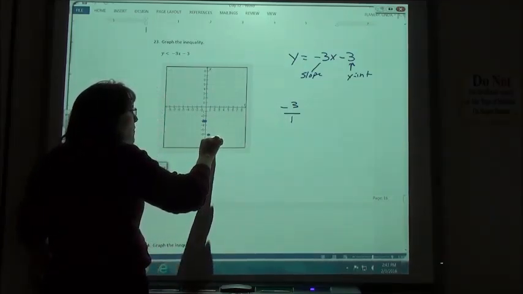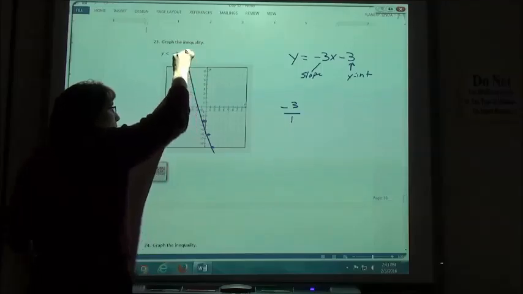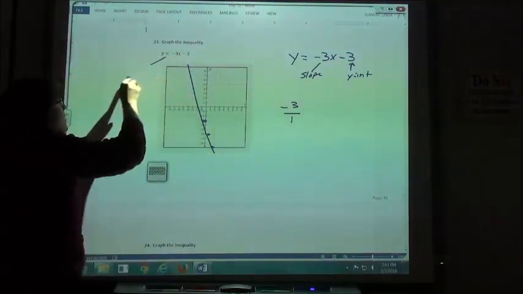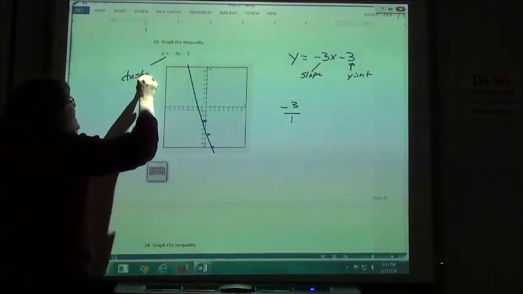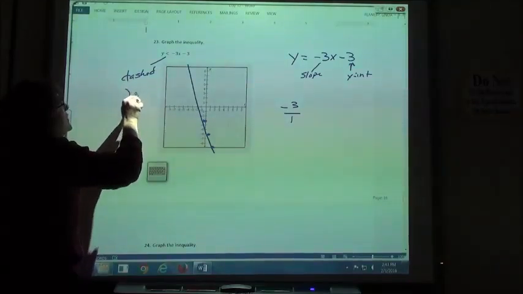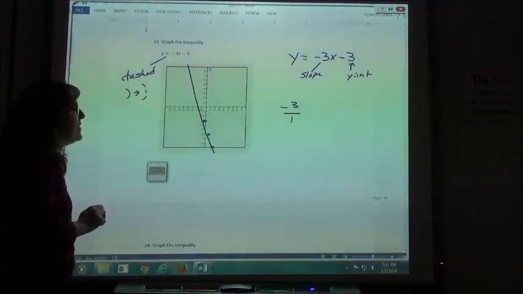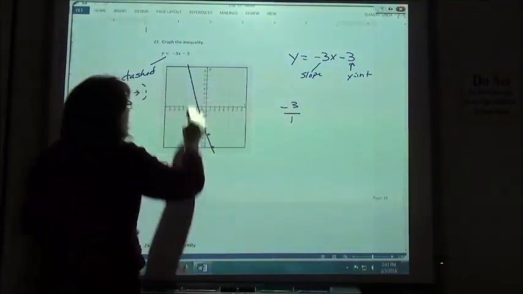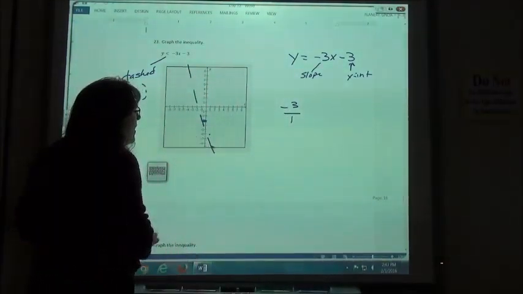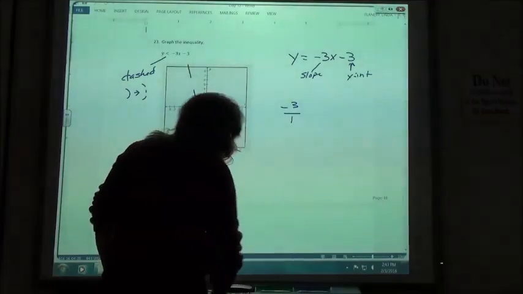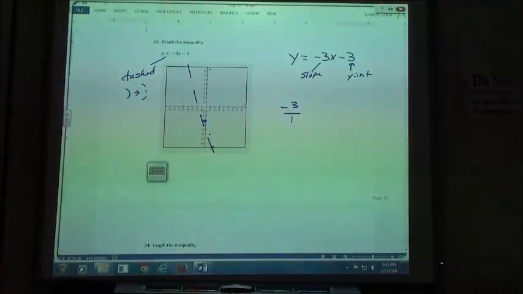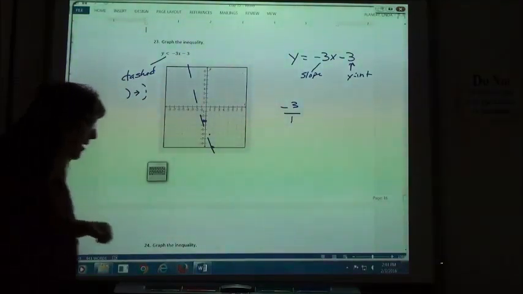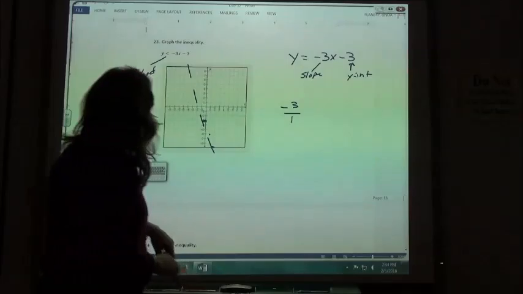I have to draw my line solid, but if I look up here, I should have a dashed line. So I'm going to use the little tool that looks like that. I'm going to click anywhere on my line, and when you click on there, it's just going to make it a dotted line instead. So I'm just going to make it look sort of dotted. And so if there's no equal to under your inequality, I should have a dashed line instead of a solid line.